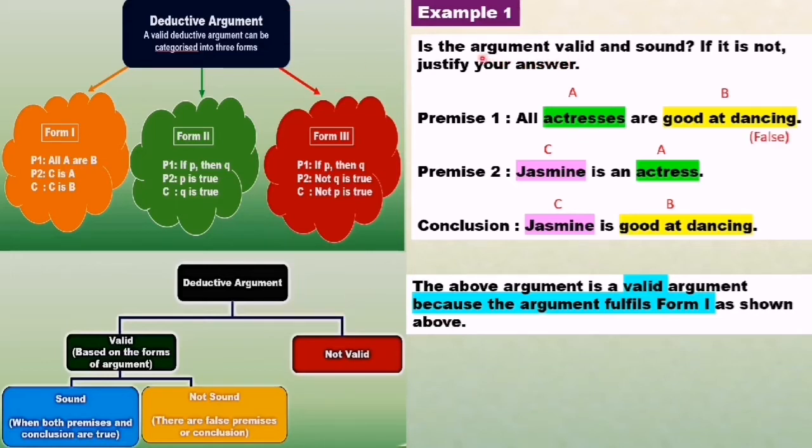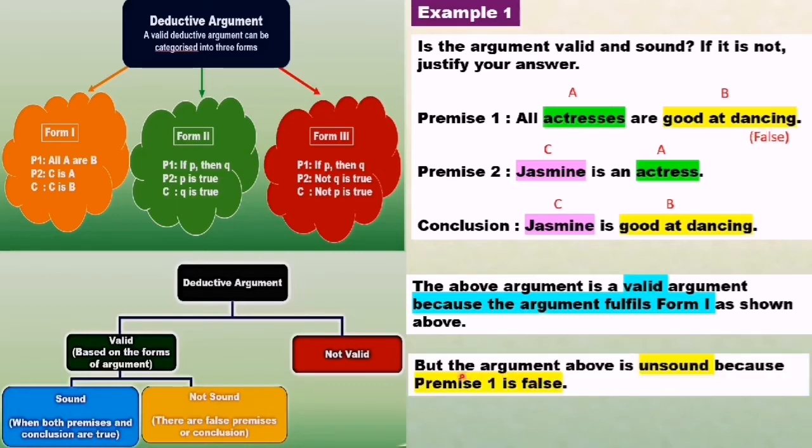After we determine whether the argument is valid or not valid, now we determine whether the argument is sound or not sound. Based on premise 1, 2 and conclusion, we found that premise 1 is a false statement because not all actresses are good at dancing. So the argument above is unsound because premise 1 is false.